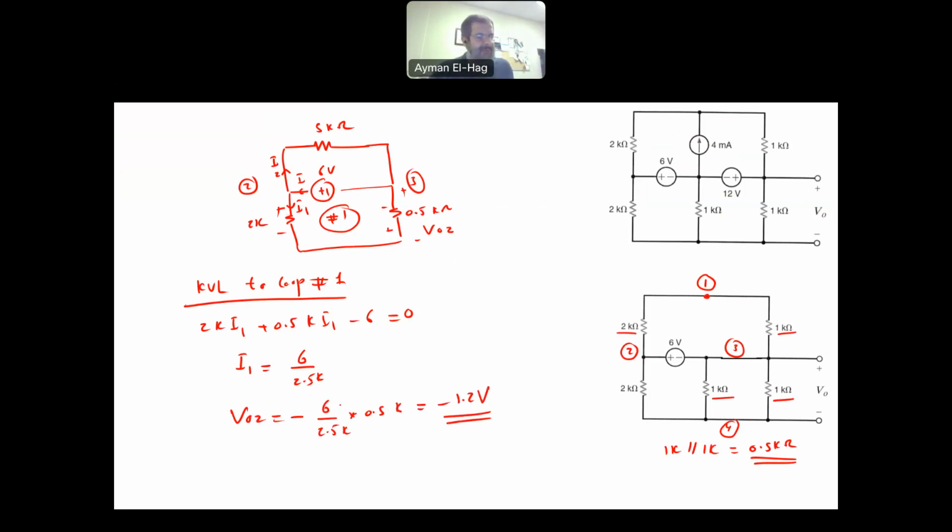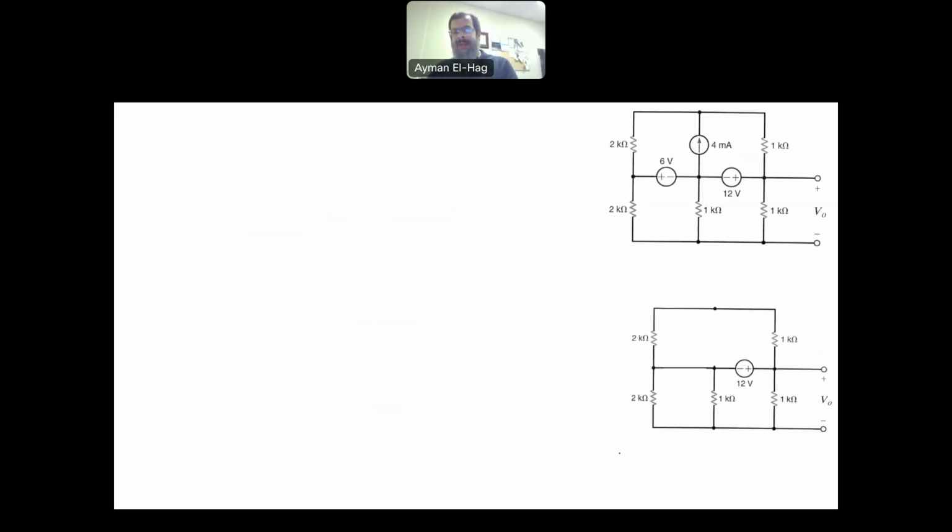So that is V02. Now let's find V03 when we have only the 12 volt supply. We can see here that these two are in parallel, and again the 1 and 2 are in series. So this is node number 1, 2, 3, and 4. These two are in parallel, so it is 1 times 2 over 1 plus 2, which is 2 over 3 kilo ohm resistance.